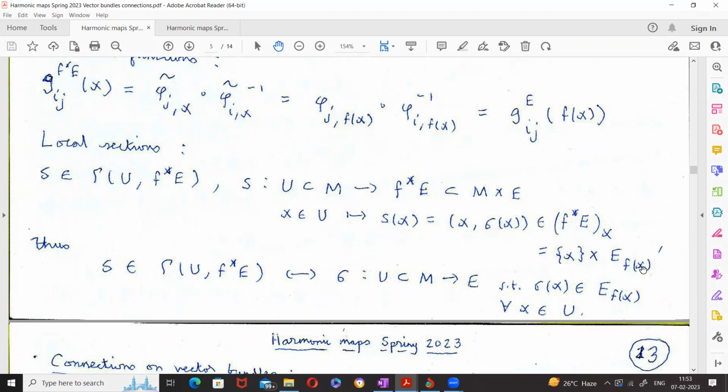Right? So in other words, sections of the pullback bundle S are in one-to-one correspondence with maps sigma from an open set U in M to the total space E, such that sigma of x belongs to the fiber E over f of x. Okay. So that is a section of the pullback bundle. So is that clear?